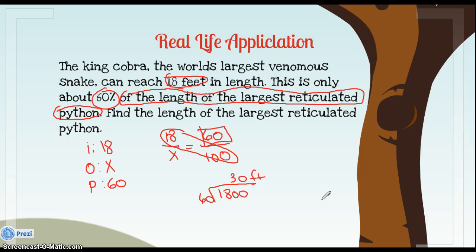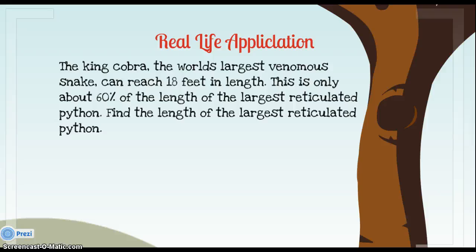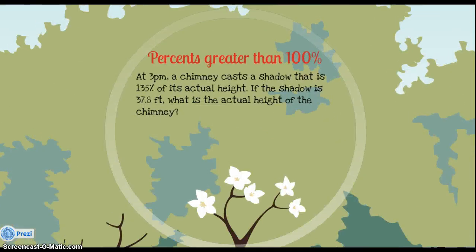All right, now see if you can solve this one. Percent's greater than 100. Now, don't be afraid. We know if it's greater than 100, then it's going to be larger than what you started with. So read this one, pause the video if you need to, and see if you can figure out what is the actual height of the chimney.